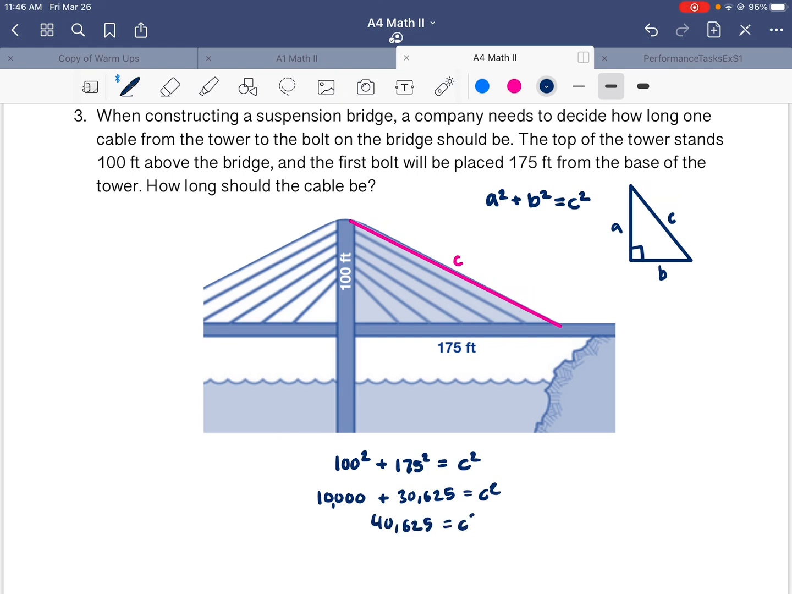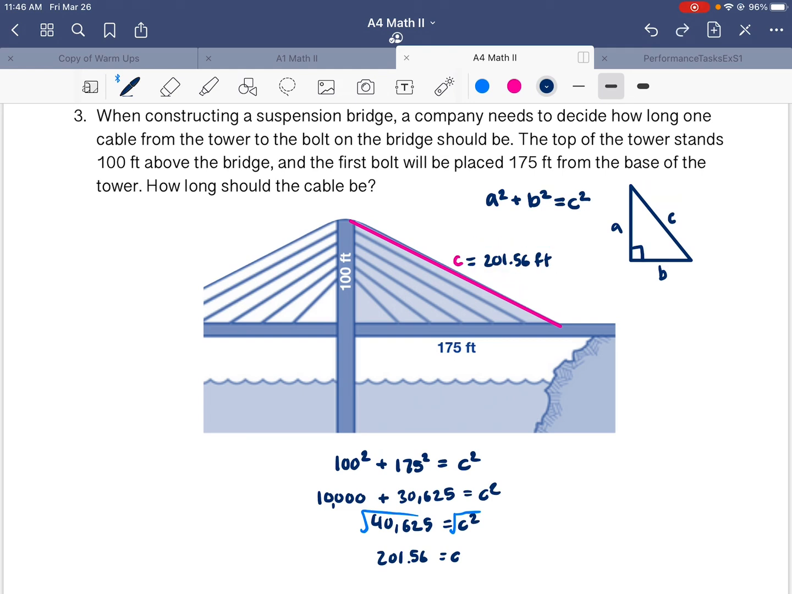we get 40,625. And the last step here is that we square root both sides so that we can figure out what just C is instead of C squared. So we're going to square root, making sure I'm hitting the right button. That gives us C is equal to 201.56 feet. So I'll write that up here, 201.56 feet.